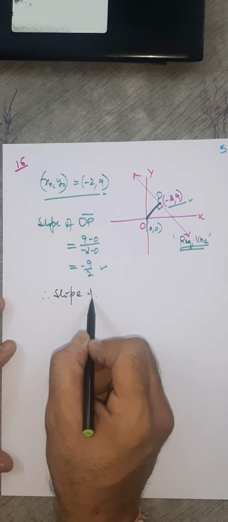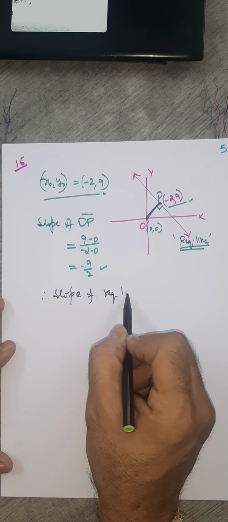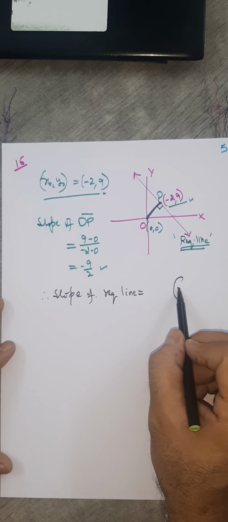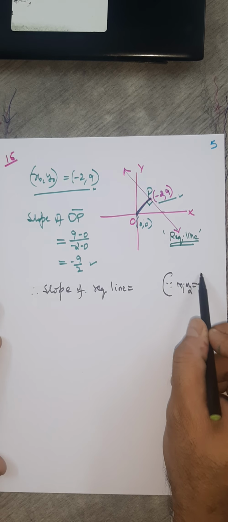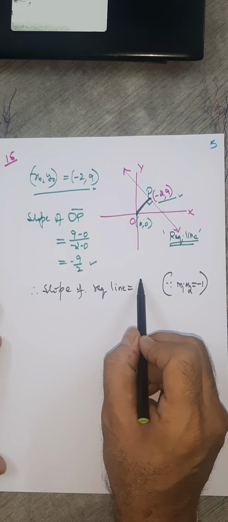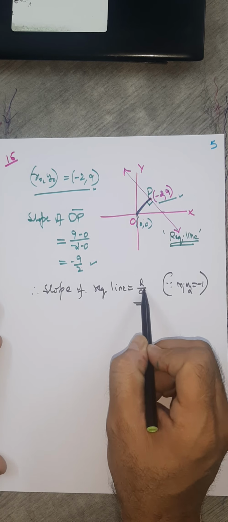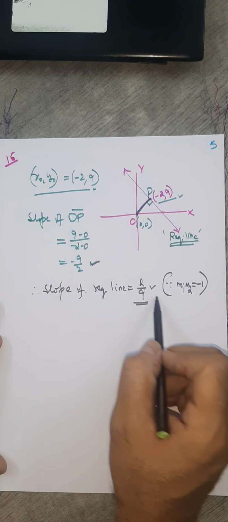Yes. By which formula? Slope of required line. By which concept? m1 into m2 equals minus 1. So what's the slope of the required line here? A reciprocal with opposite sign, 2 by 9. Check the product of these two, it should be minus 1, and it is.